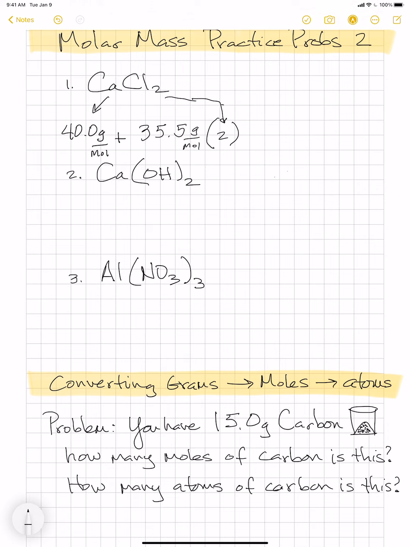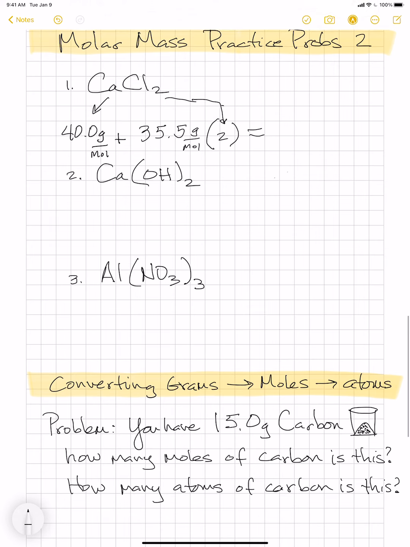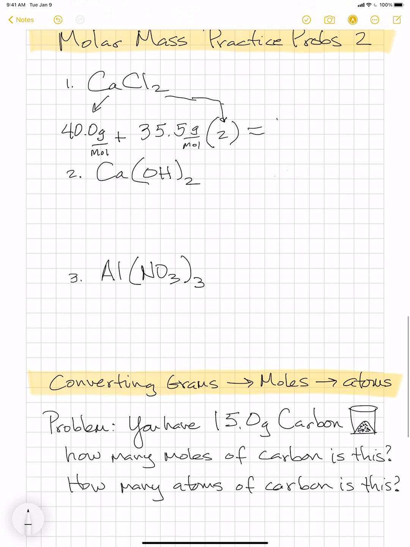There we go. Alright, so now we have a pretty simple problem. Okay, get out your calculators. Calculator makes this easy. So we've got 35.5 times 2. So 35.5 times 2. That gives you 71. Now add it to 40. Okay, plus 40. And you got 111. That's even 3 significant figures. So there, you're good. 111, and of course the unit is grams for every mole that you have.